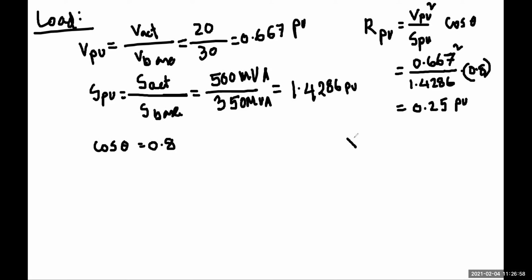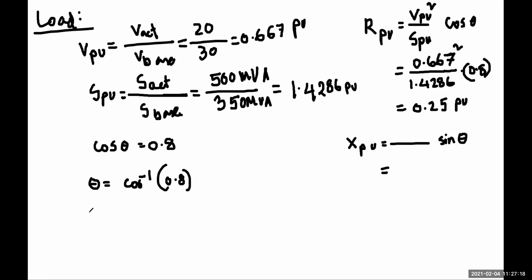Okay. Now what about your XPU? Again, same formula. This one will be sin theta. From here, can you find out the theta? How to find out the theta? Cos inverse 0.8, right? Then what is your sin theta? Whatever angle you are getting from here, you put the angle here. Got my point?